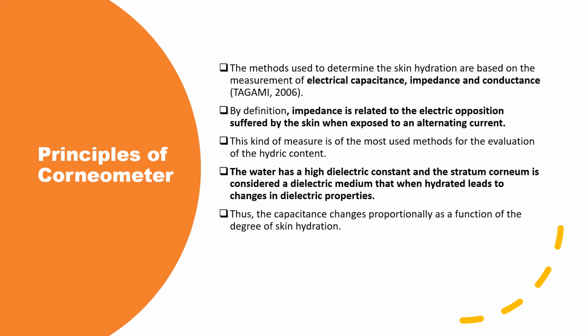That probe has a glass surface. This measures on a particular area. When the probe is applied, in a fraction of a second it gives you the hydration level, and the result is displayed by the software on the screen. So it is a very simply designed equipment, and it measures the variation in the dielectric constant of the skin. This is one of the most used methods for the evaluation of hydric content. One thing I would like to mention here is that it is a very accurate instrument. Water has a high dielectric constant, and the stratum corneum is considered a dielectric medium that, when hydrated, leads to changes in dielectric property.